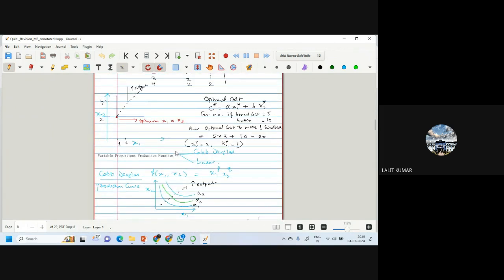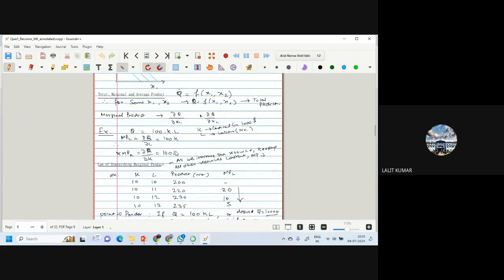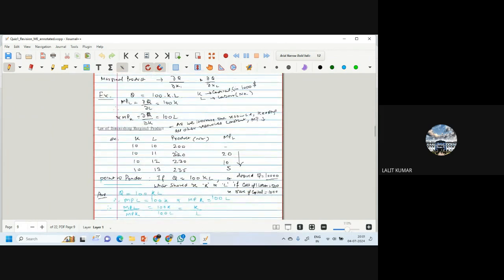Now we come to production functions. We have covered marginal product. We have covered MPL and MPK. Law of diminishing marginal product, I had already covered in that example. As the labor increases, first the productivity will increase and then the productivity will decrease.